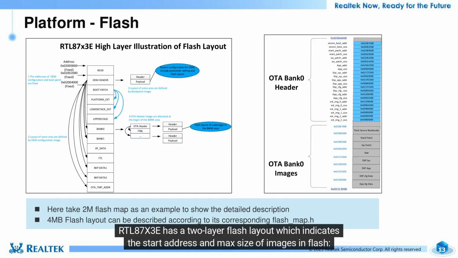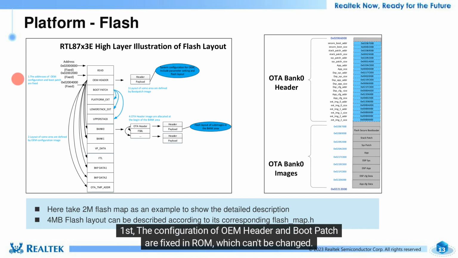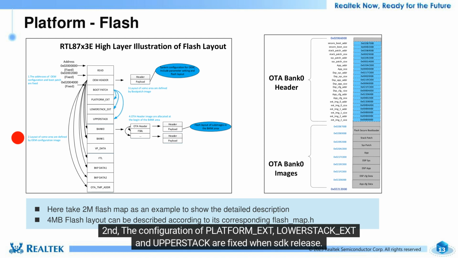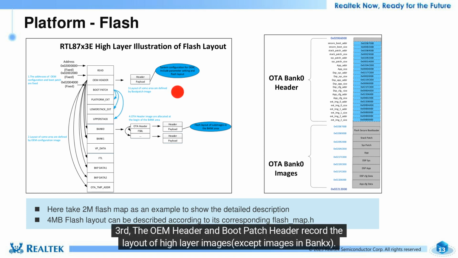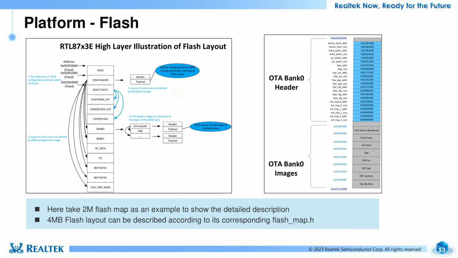RTL87X3E has a two-layer flash layout which indicates the start address and max size of images in flash. First, the configuration of OEM header and boot patch are fixed in ROM, which can't be changed. Second, the configuration of platform_ext, lowerstack_ext, and upperstack are fixed when SDK is released. Third, the OEM header and boot patch header record the layout of high-layer images, except images in banks.